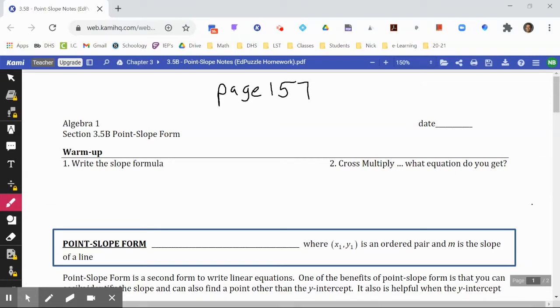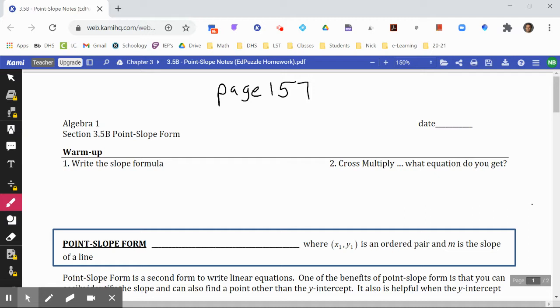Today we're going to be talking about point slope form. We're going to be taking notes from our binder on page 157. All right, so let's go ahead and follow along and write down what I write down here. And let's talk about point slope form. We're going to look at where it came from, the key information of point slope form, as well as graphing equations in point slope form.